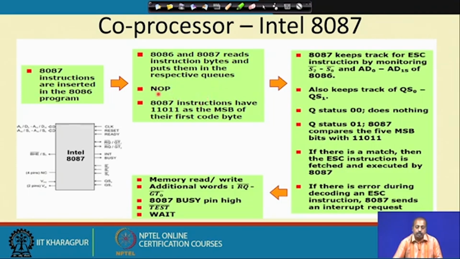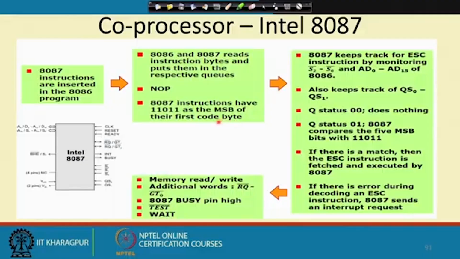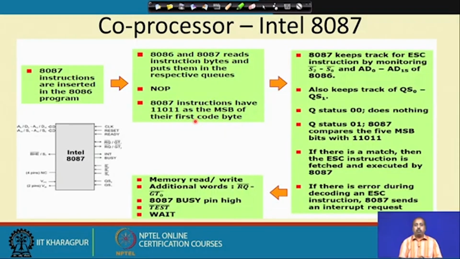Then one cycle is no operation. The 8087 instructions have 11011 as the MSBs of their first code byte. This is the opcode part. So, 11011 is that escape prefix that I was talking about. When this escape prefix is seen, the 8086 will understand that this is not for it to execute, it is for the 8087. So, the 8086 will skip over that instruction and the 8087 will take that instruction for execution.